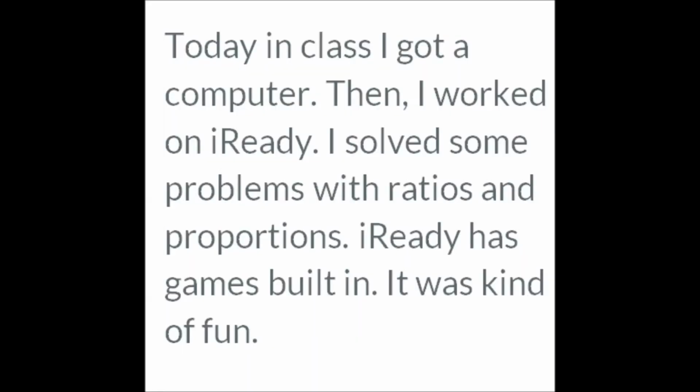As a teacher, whether it was in AVID or my math class, I see a lot of summaries that look like this. It says, today in class I got a computer, then I worked on iReady, I solved some problems with ratios and proportions, iReady has games built in which I got to play, it was kind of fun. Okay, so they did talk about ratios and proportions, but this is a summary of what they did. We don't want to know what they did. This is not a good summary. We want to know what they learned.